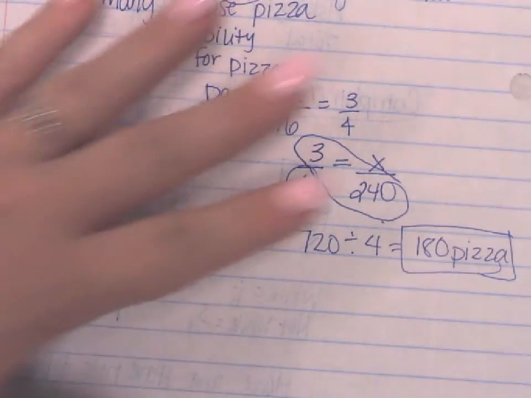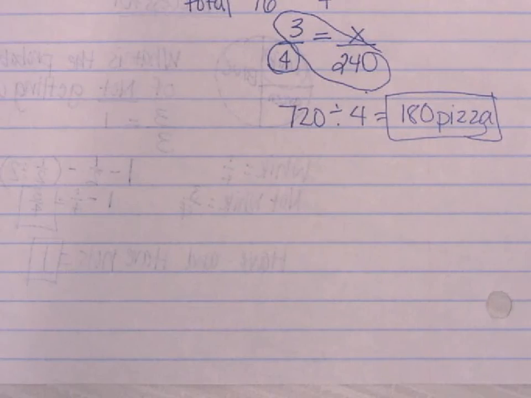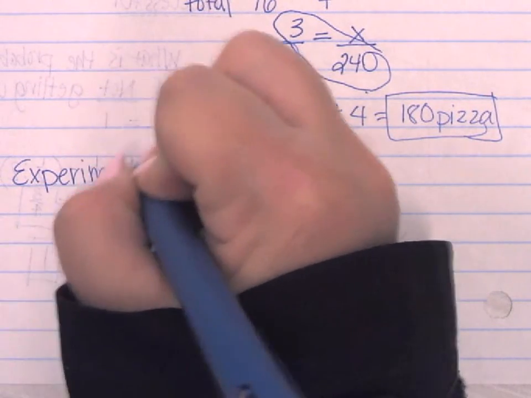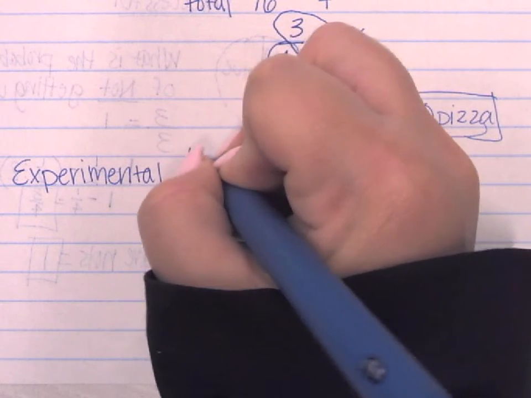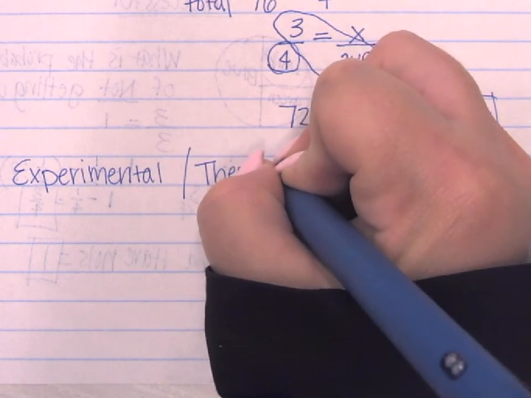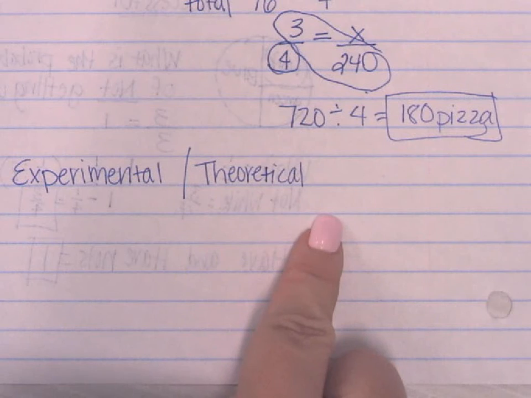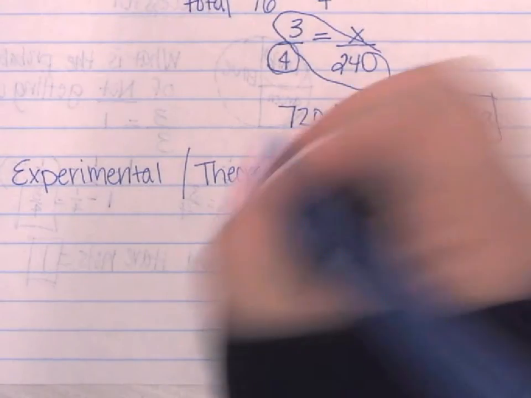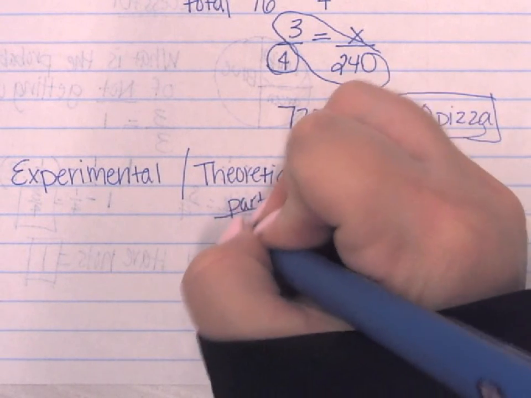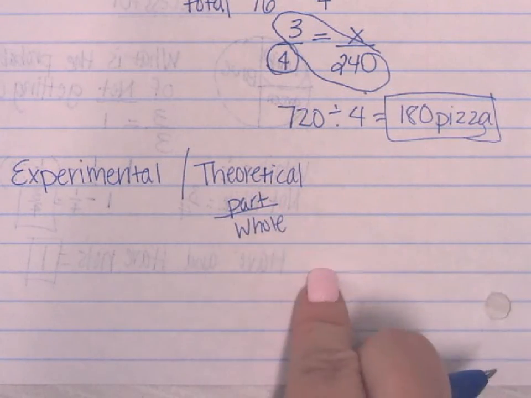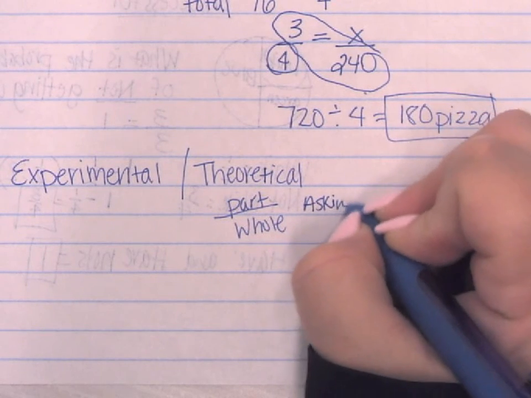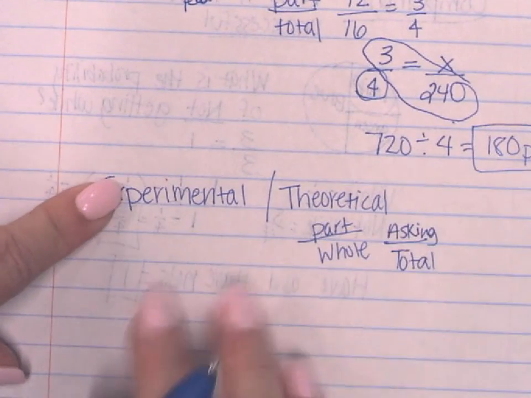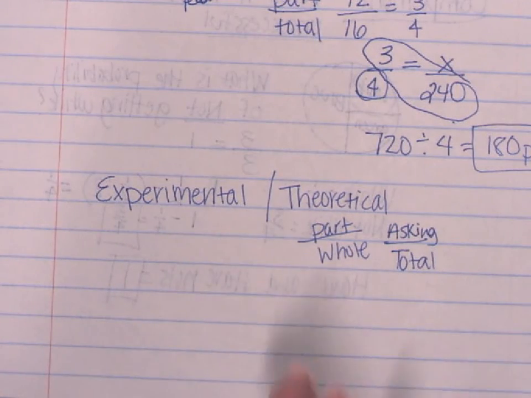The last thing is experimental and theoretical. Okay. Theoretical probability is just the regular probability that we've been talking about. That's the part over the whole, or what they're asking for over the total. Experimental is they tell you that they did this thing.